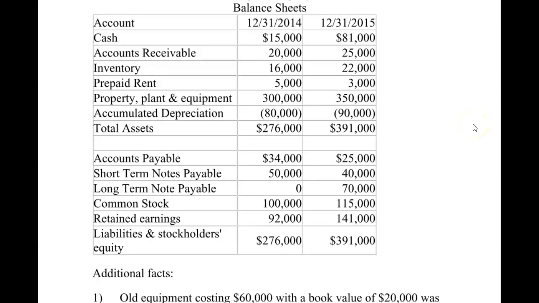Remember, step one is to calculate our change in cash. If you look here, our cash went up by $66,000 during the year. So when I get to the next page and actually do the statement, my answer should be a net change in cash of $66,000. So you're already starting out knowing the answer.